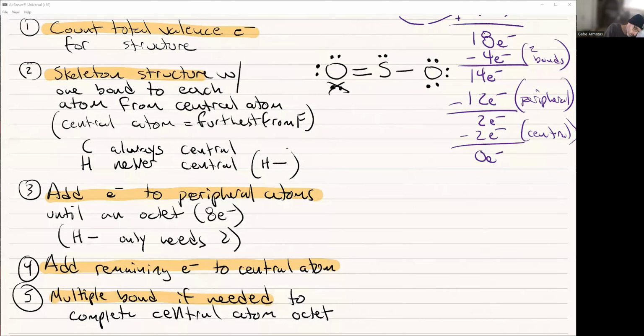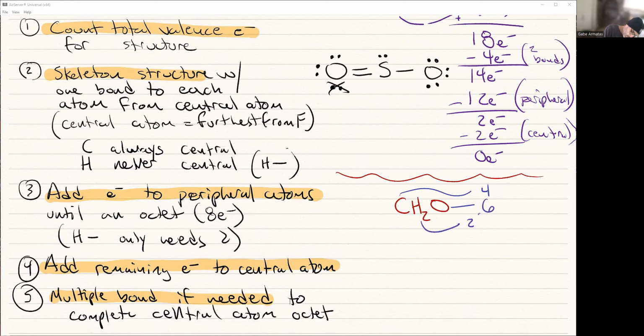Let's do one more, and I'll do it so you can see the structure. Let's take a look at CH2O. Let's count the total number of electrons. Carbon is in group 4. Hydrogen is in group 1. Actually, I'll do oxygen next because it's right here. Oxygen has 6. And hydrogen, there are 2 hydrogens at 1 electron each, for a total of 12 electrons.